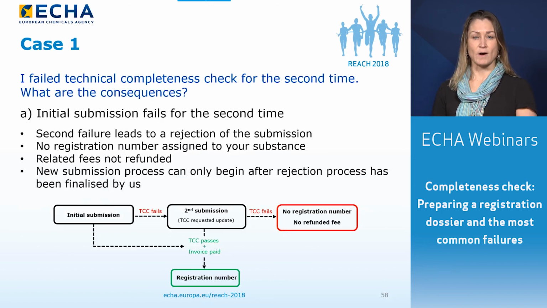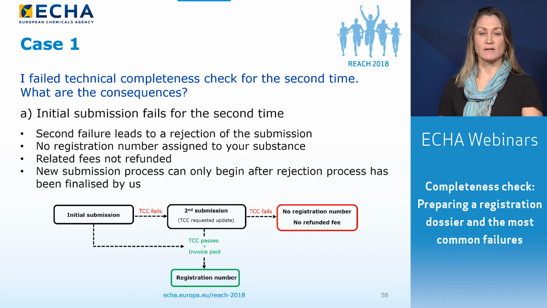Let's start with case number 1, which is about the second TCC failure. On the first slide, I have the initial submission, which fails for the second time. The second failure always leads to the rejection of the submission. In this case, no registration number will be assigned to your substance, and no related fees will be refunded. The new submission process can only begin after the rejection process has been finalized by us.